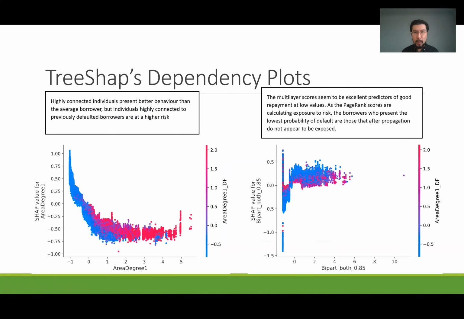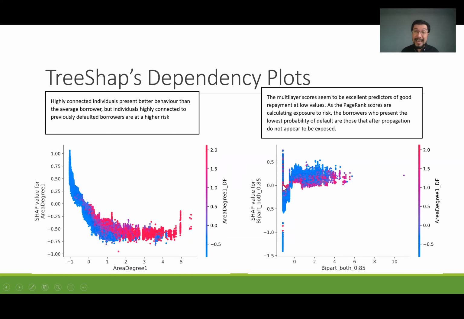Default does correlate. Finally, just to show you the impact of a couple of these variables, going a little bit more into detail. Individuals that are very highly connected in the network, which are the ones that are right here, present better behavior than the average borrowers. But individuals highly connected to previous defaulters, that we can see right here, are at a higher risk. And we can see this non-linearity. This is also something that got our attention. These are not at all linear behaviors.